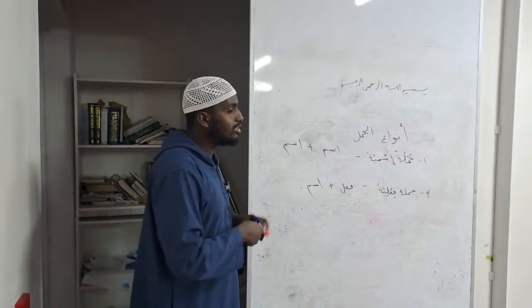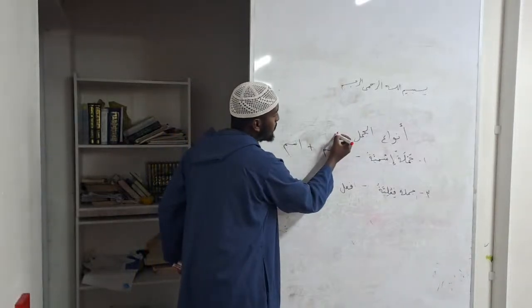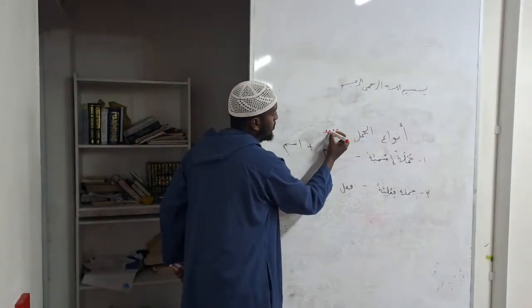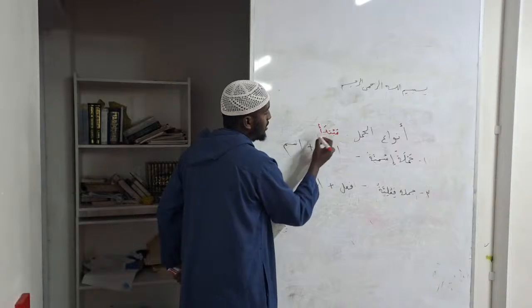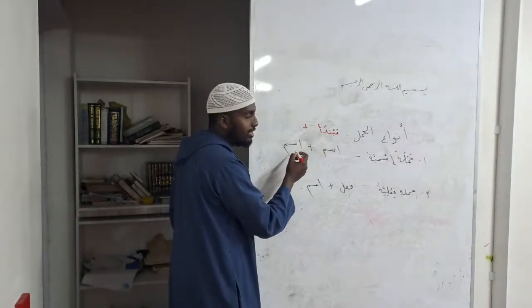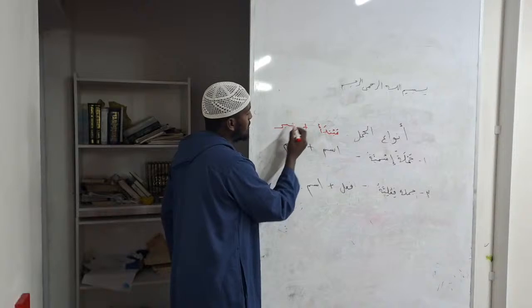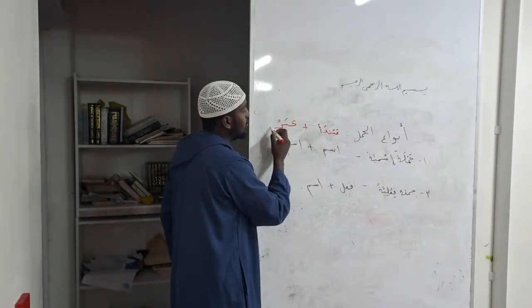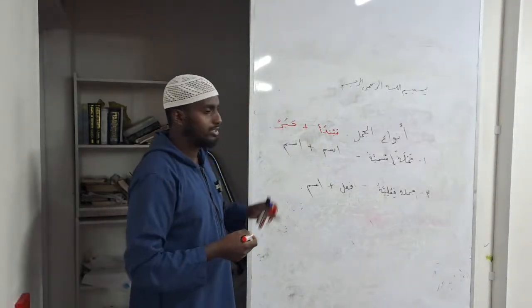Now this first noun in the jumla ismiyah is called the mubtada. Mubtada means subject. And the second noun in the jumla ismiyah is called the khabar, the predicate, or information. Also means information.